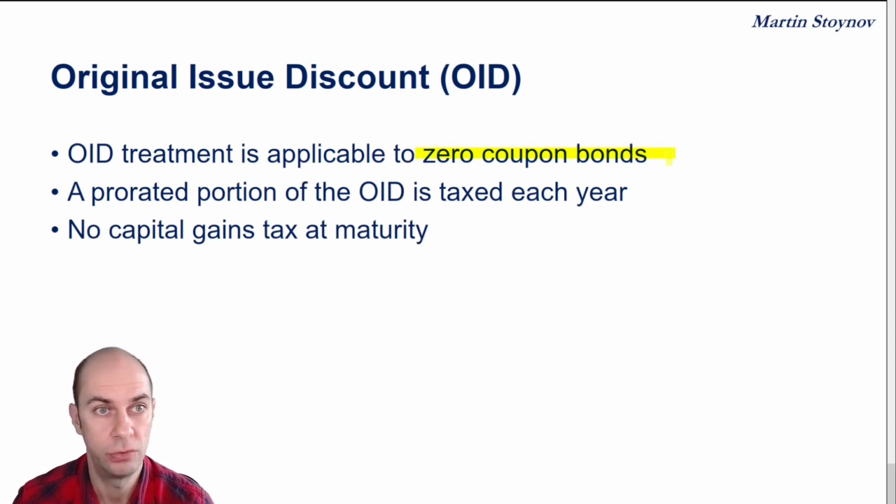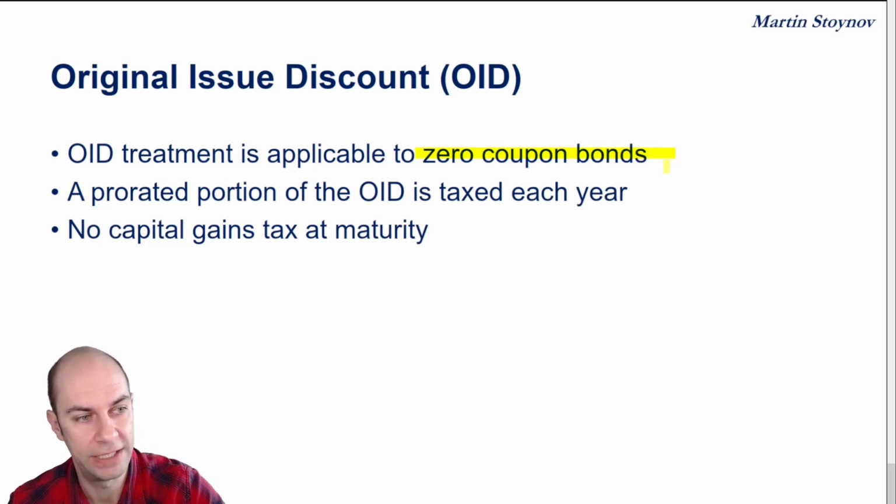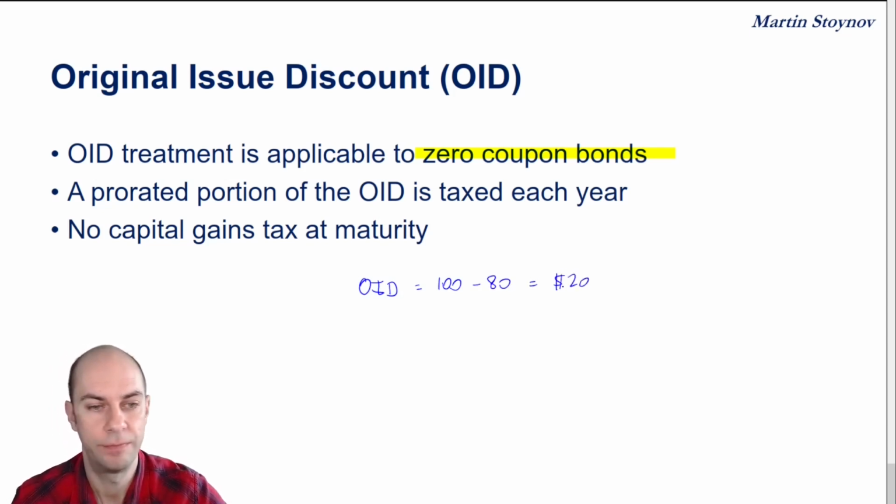So if you, let's say, had a face value of 100, perhaps today you're buying it for $80, right? So if I had the face value at 100, but I'm paying for it today $80, my original issue discount is 100 minus 80, which is equal to $20. Now, notice that the zero coupon bond does not pay any coupons, so it does not actually provide any income. So how do you get taxed on this thing?